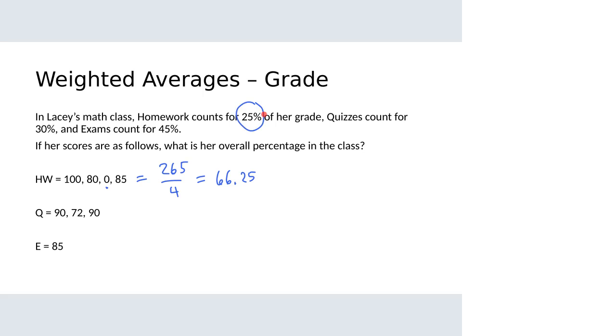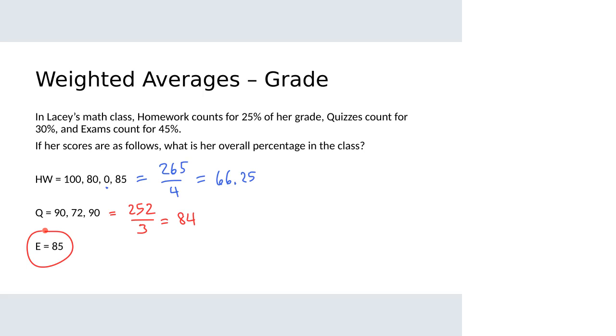That's going to count for 25% of her overall grade, and we'll see how to handle that in just a minute. Same idea with the quizzes. We'll add those up. 90 plus 72 plus 90, that's 252, divided by 3 this time because there were only 3 quizzes. And that's 84 for a mean quiz score. And then there's only 1 exam, so the mean exam score is 85.